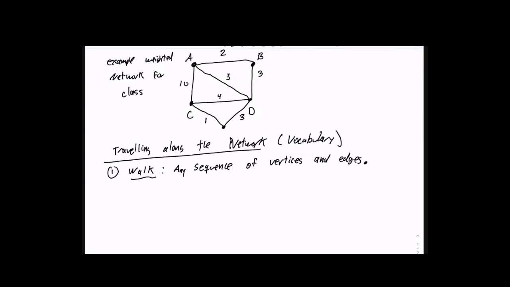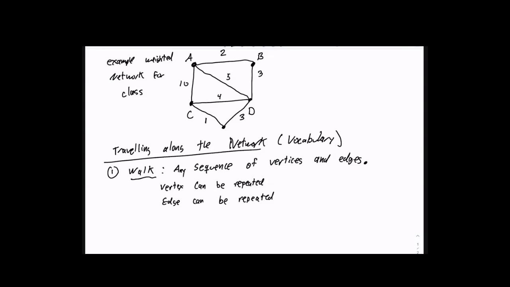And it should be noticed that a vertex can be repeated and an edge can be repeated. So everything we're going to be doing today is technically considered a walk. All right, so we're going to walk along our network. So everything we're going to do is a walk. Okay.